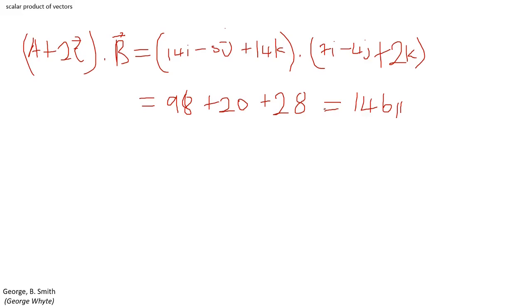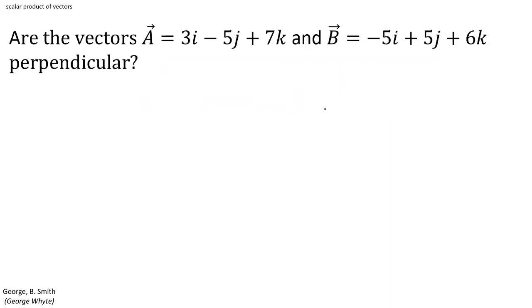Let's see the next example. For the next example we have this. They said, are the vectors perpendicular? For us to know if the vectors are perpendicular, all we need to do is find the dot product and see if we get 0. If we get 0, then they are perpendicular.